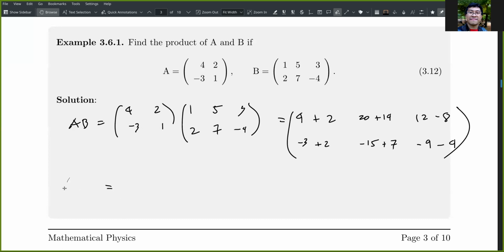Okay, and AB becomes 4. By the way, this is 1. 1 times 4, 2 times 2, this is supposed to be 4. 4 plus 4, that's 8. 20 plus 14, that's 34. 12 minus 8, that's 4. Minus 3 plus 2, that's negative 1. Minus 15 plus 7, that's negative 8. Minus 9 minus 4, that's negative 13. That would be your AB.